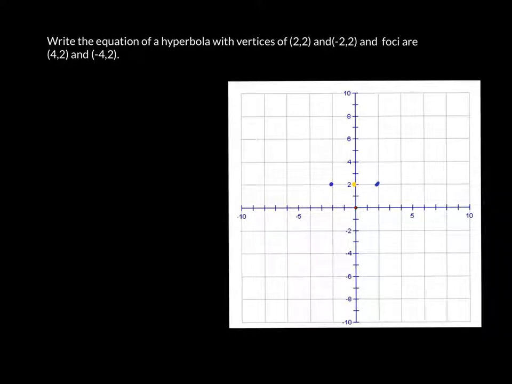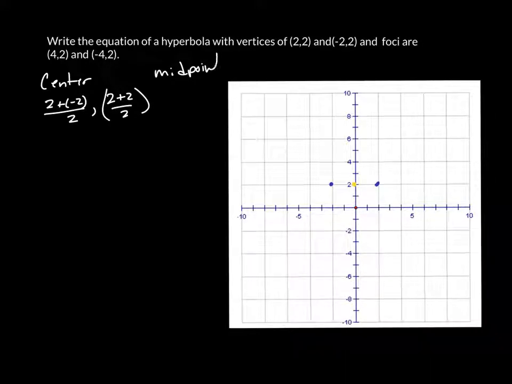through and find the formula for that, the midpoint of the vertices will always give our center. So the center of my hyperbola is just going to be 2 plus negative 2 over 2, and again, this is the midpoint formula, and then 2 plus 2 over 2. That gives me my center at, as we could see from the graph, 0, 2. But if you ever need to, you can just use the formula instead of graphing it.